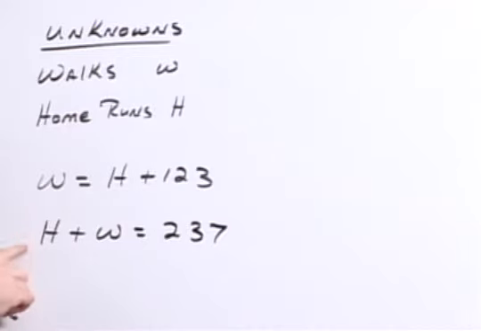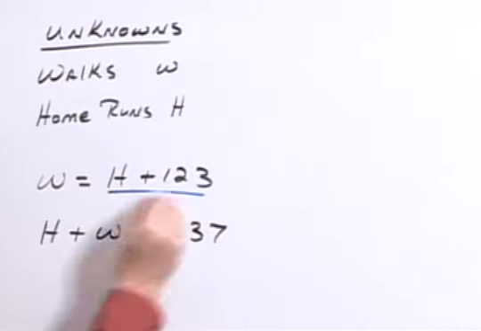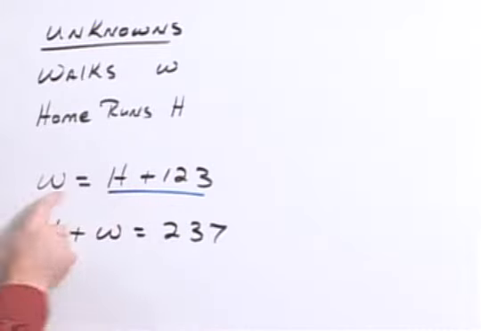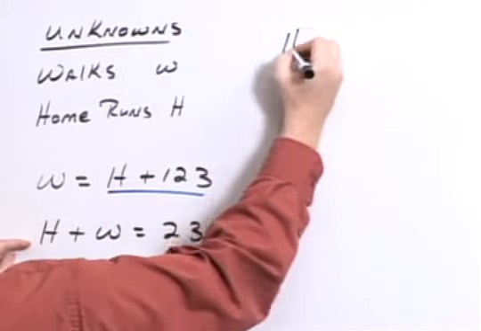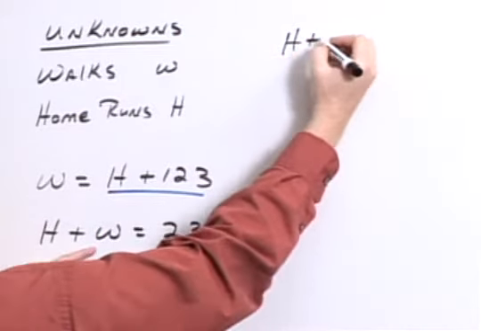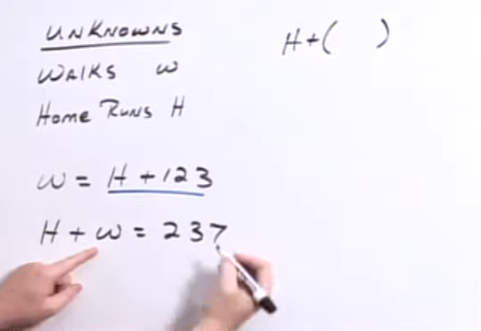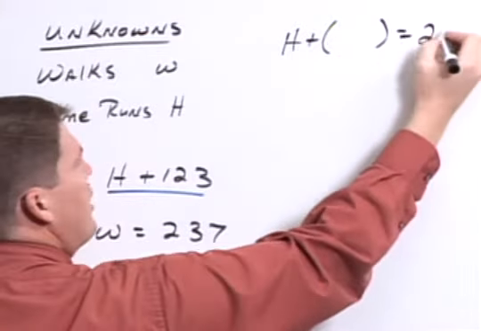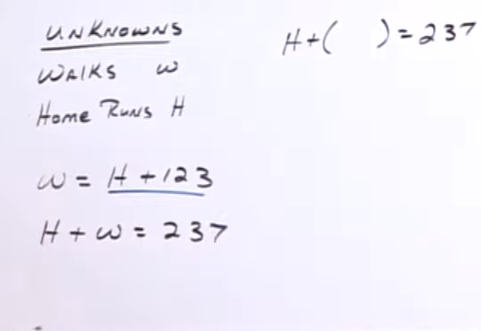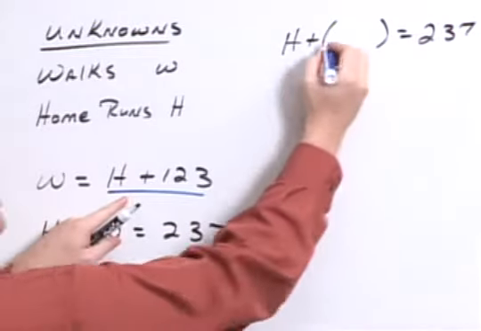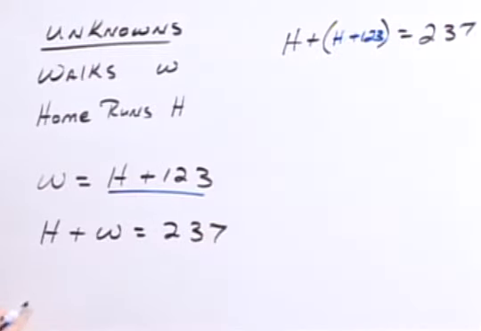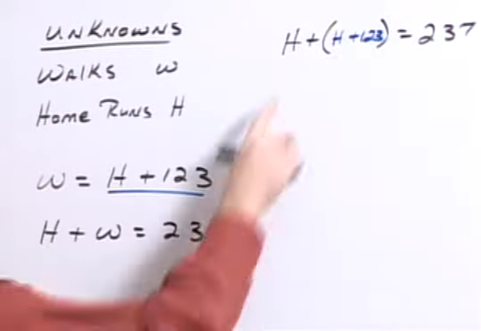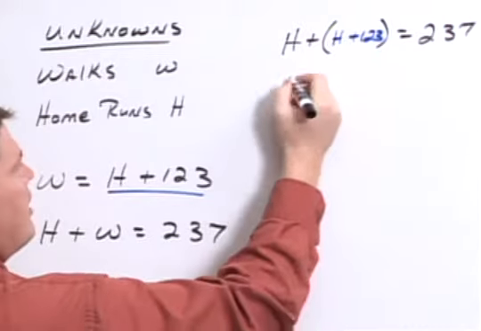From this, I have a system of equations which I can solve. In this case, I'm going to use substitution since I have W already solved for. To substitute that in, I'll rewrite the second one: H plus W equals 237. And inside that parentheses, I'm going to substitute, instead of W, H plus 123. There's my substitution. Now I can solve for H.